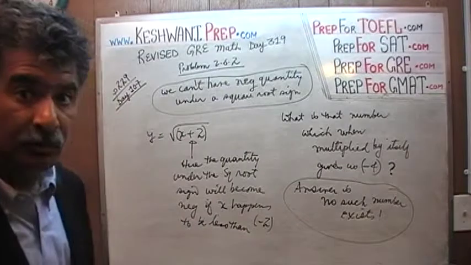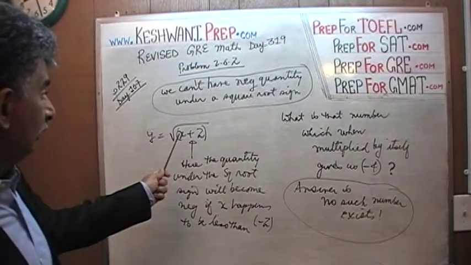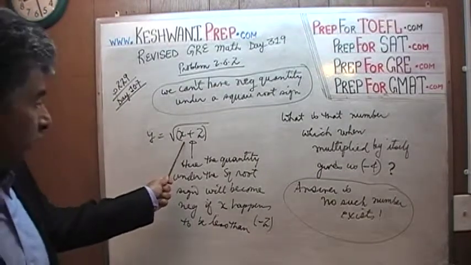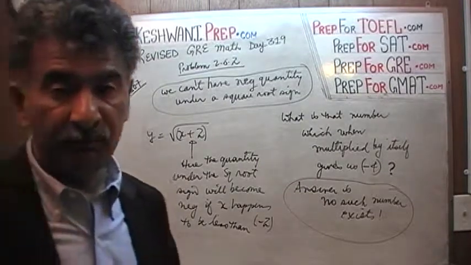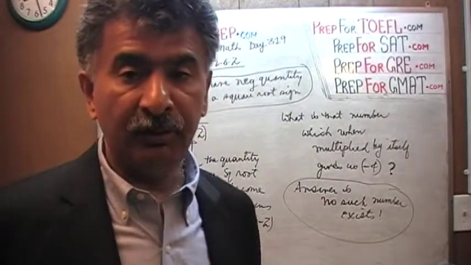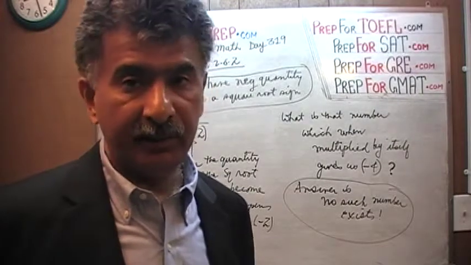Can it be negative 2? The answer is yes, it can be negative 2, because if x happens to be negative 2, negative 2 and a positive 2 is going to give us 0, and of course the square root of 0 is 0. But x cannot be less than negative 2.